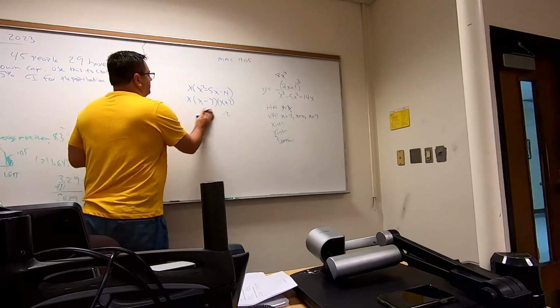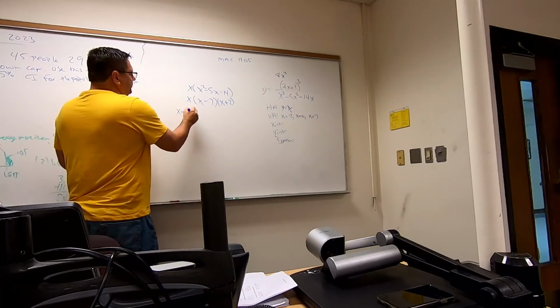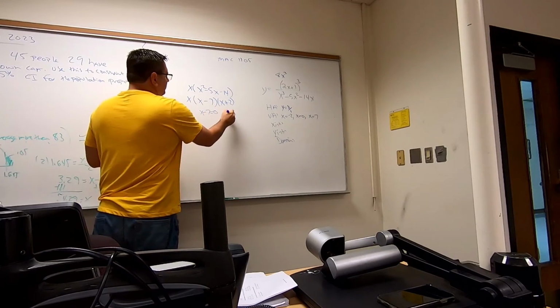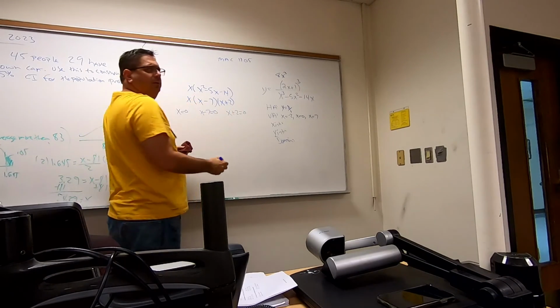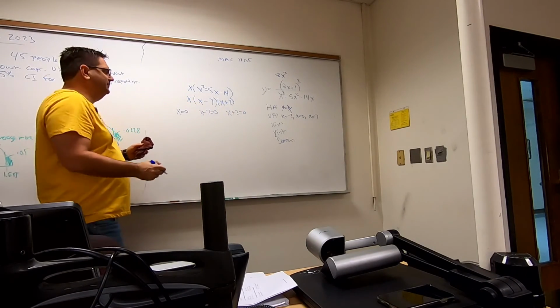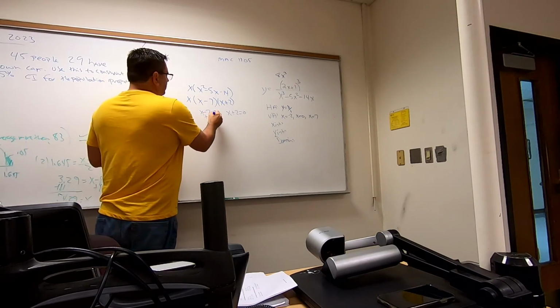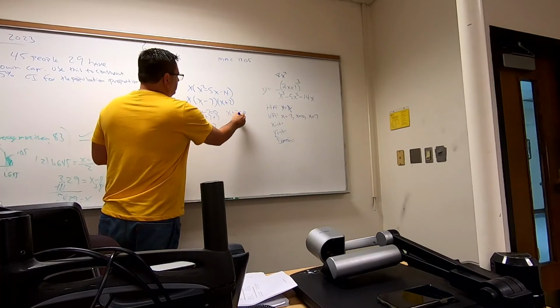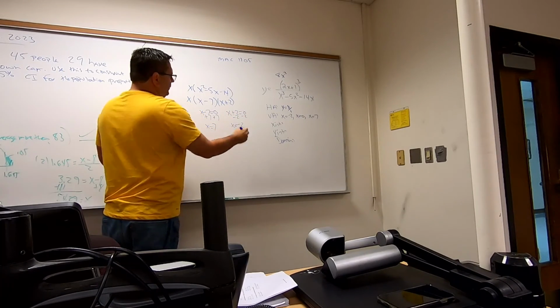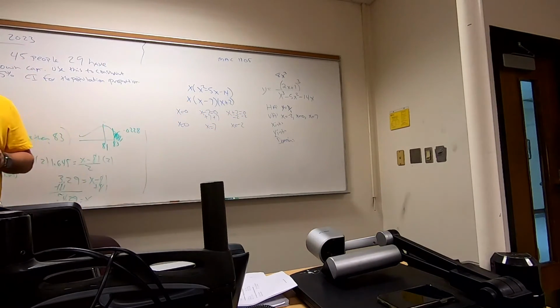Oh. Remember, we're setting x equal to 0, we're setting x minus 7 equal to 0, we're setting x plus 2 equal to 0. Know what you mean? X equals 0 doesn't solve. X equals 7. X equals negative 2. Those are your 3 vertical asymptotes. Are we good?